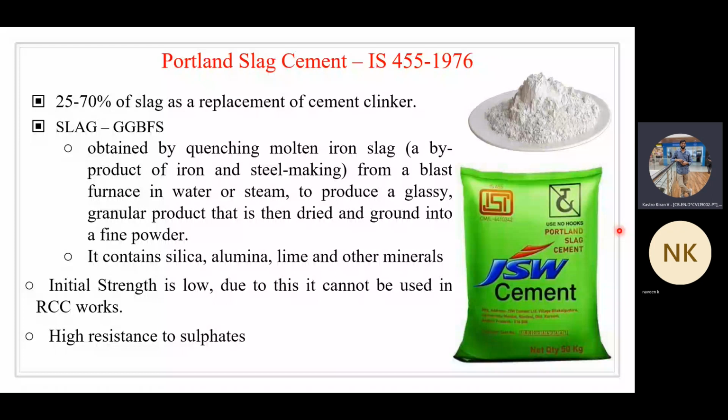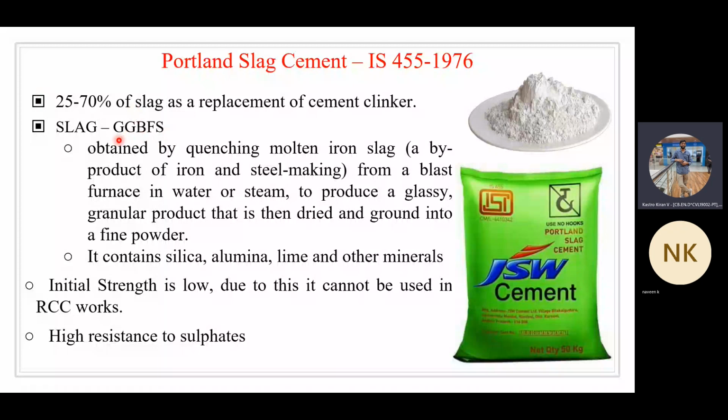And here, a couple of things we need to remember: 25 to 70% of slag can be replaced in the cement clinker. Okay, in place of cement clinker, we can replace up to 25 to 70%, and slag is basically GGBFS, that is ground granulated blast furnace slag. That is what GGBFS indicates. This GGBFS is obtained from the iron industries, from iron manufacturing units. Anyway, I'll talk in more detail about GGBFS in the admixtures concept.